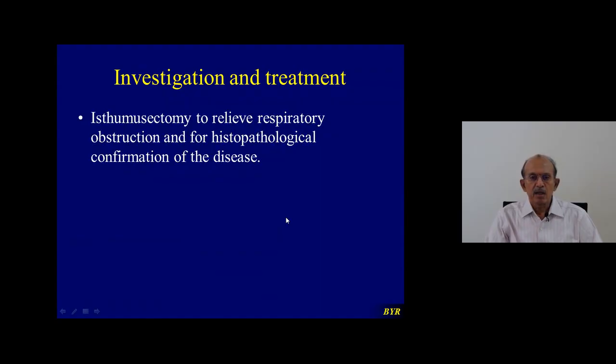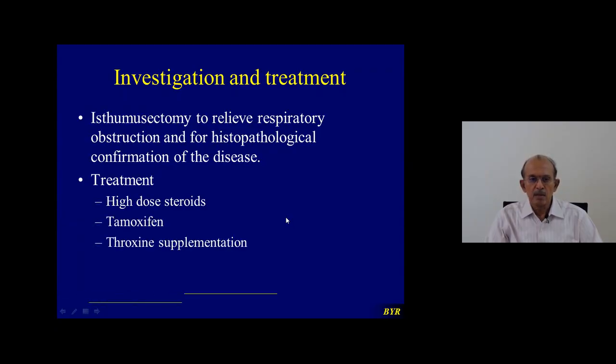Investigation and treatment: isthmectomy to relieve respiratory obstruction and for histopathological confirmation of the disease. Treatment: high dose steroids, tamoxifen, and thyroxine supplementation. Because as the gland is replaced by fibrous tissue, there will be hypothyroidism. So you have to replace thyroxine. So this is about the inflammatory disorders of the thyroid gland.